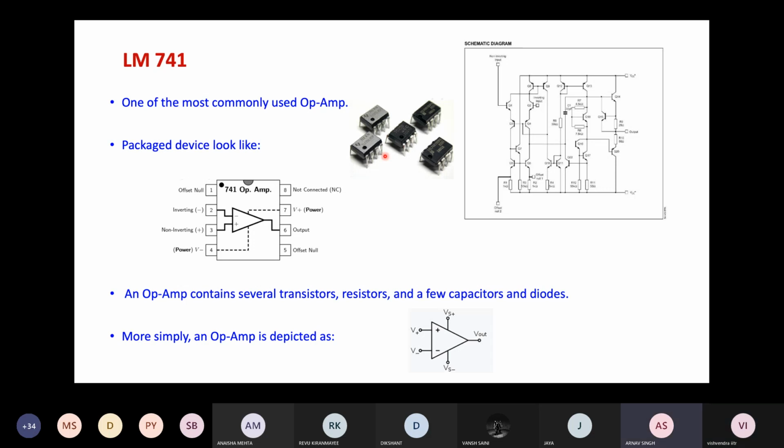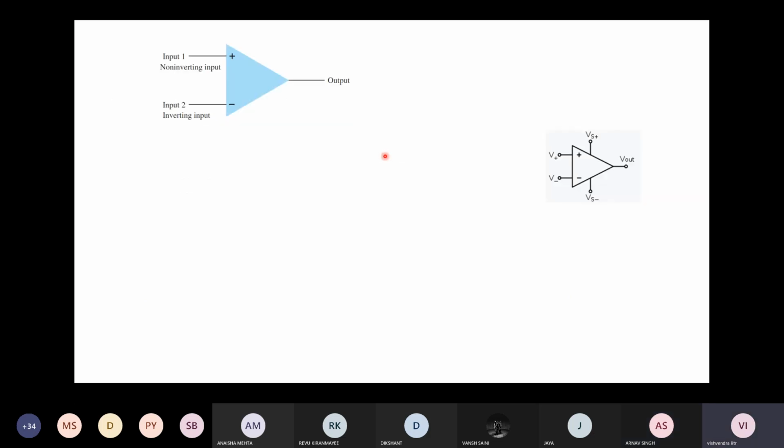Actually. So what is inverting and non-inverting input? Yes, we are coming to that. These are the 2 input terminals. One is known as the inverting input terminal. Second is known as the non-inverting terminal. As you might have noticed, this non-inverting input terminal has a positive sign corresponding to it, and the inverting input has a negative sign.